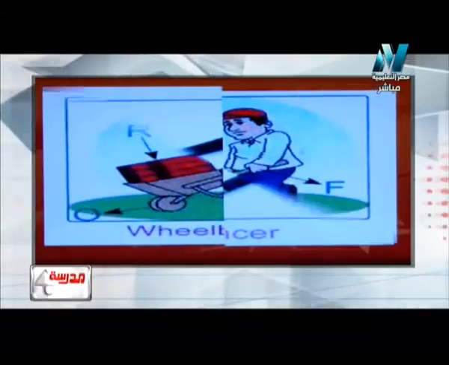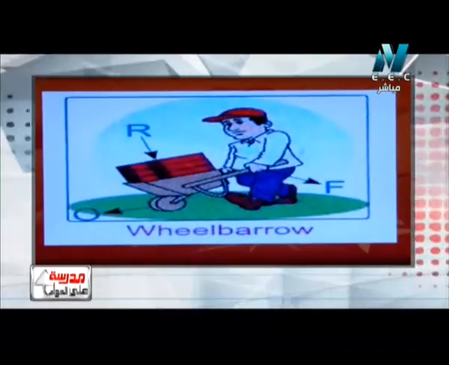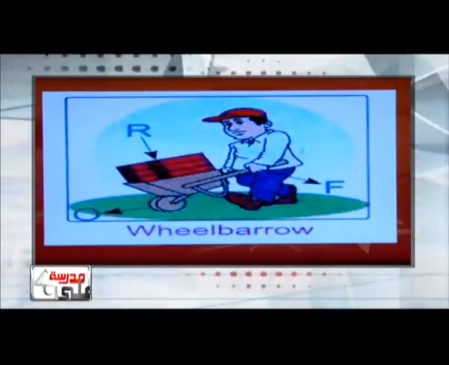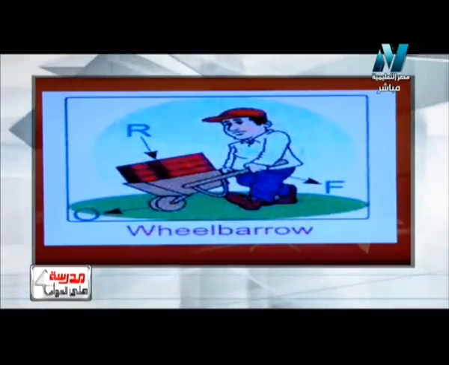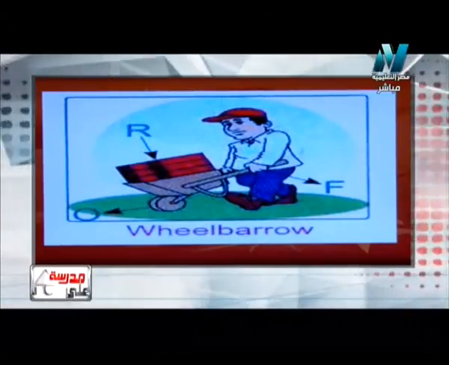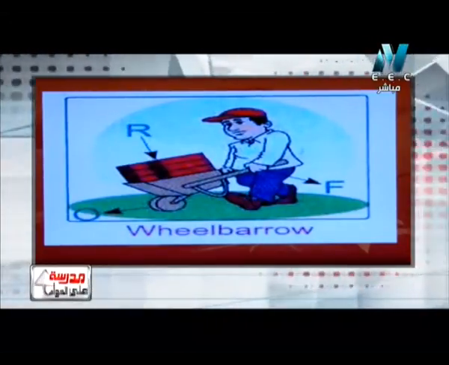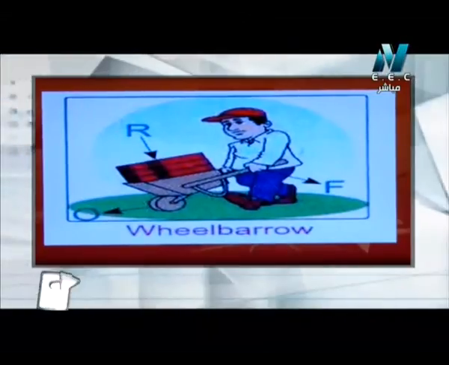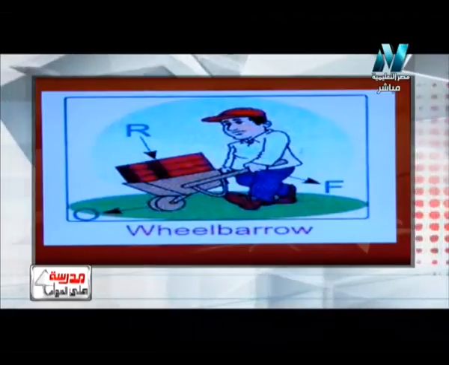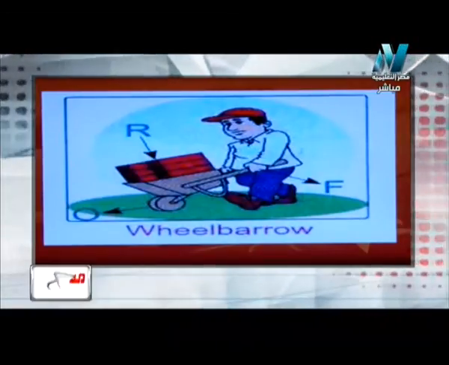Another practice: wheelbarrow. I have R, the resistance, between F and O. I have resistance between effort force and fulcrum. So surely wheelbarrow is a second class lever. Wheelbarrow again is a second class lever. Why? Because it contains resistance force between effort force and fulcrum.